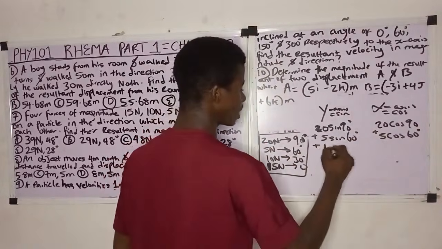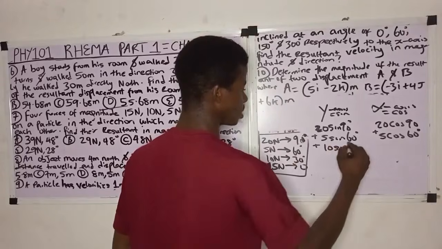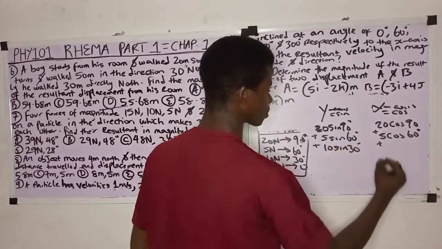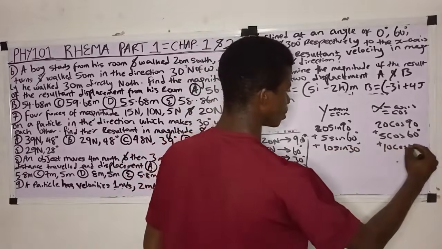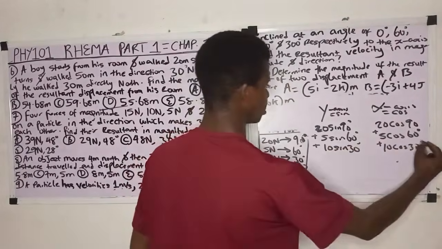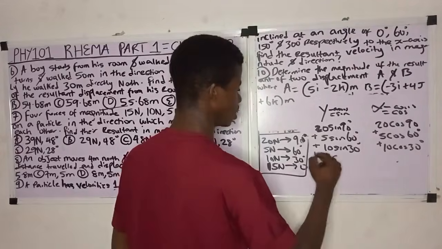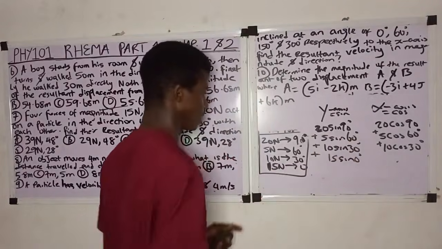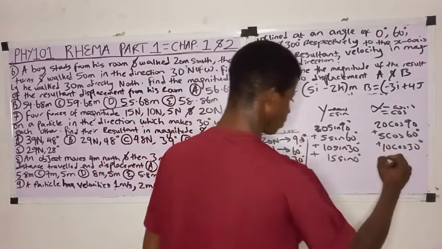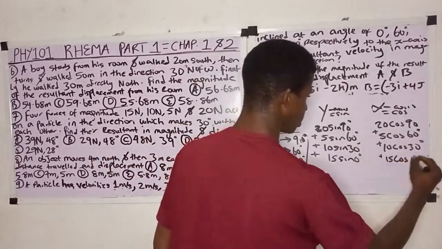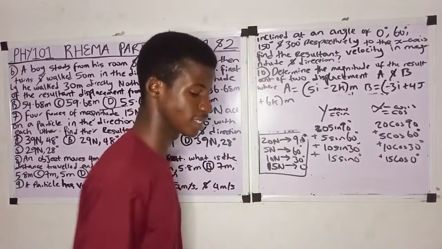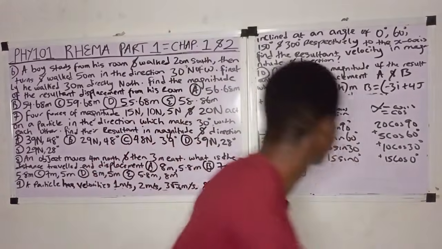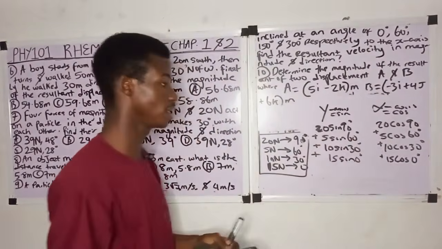Plus then there will be 10 sine what? 30. X will be what? 10 cos 30 degree. Then this other one, 15 sine 0 degree, right? So it's at the x-axis. Then this other one will be what? 15 cos 0 degree. Yes, look at our x. Very easy. So let us do it straight, okay? Make sure your calculator is always in degree, okay? When doing all this one.